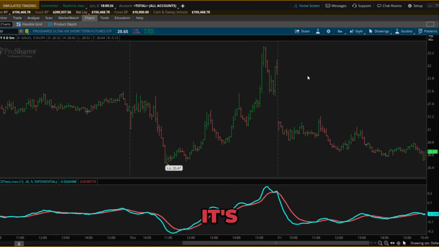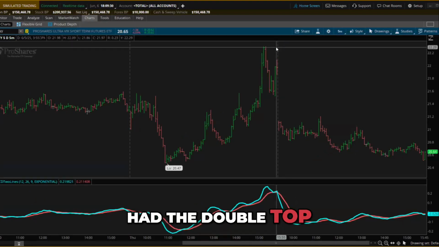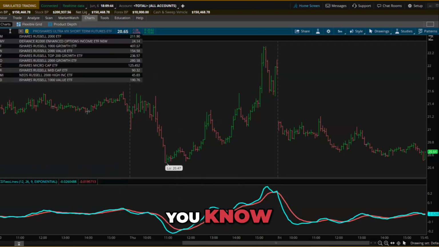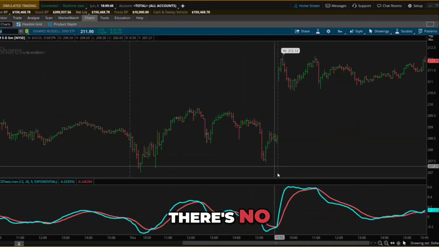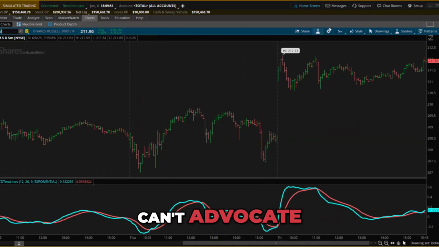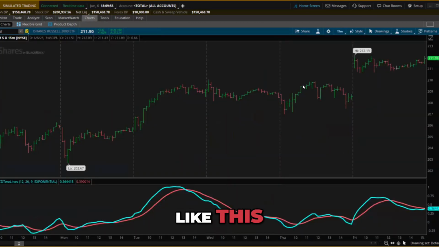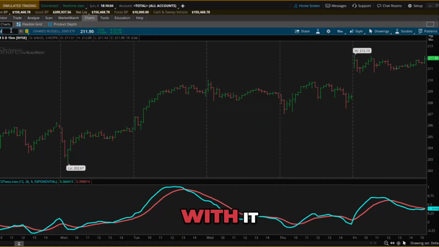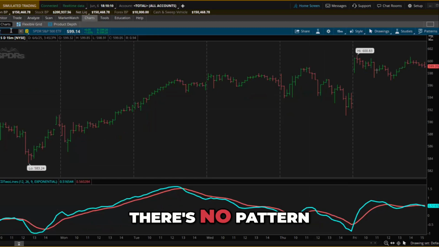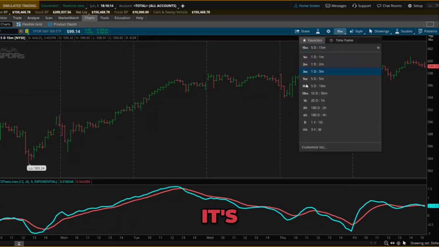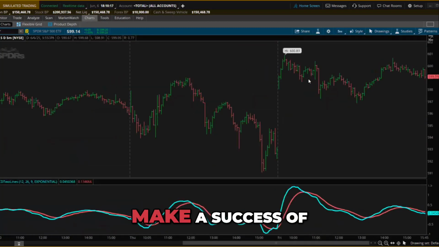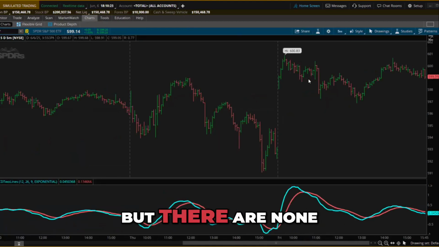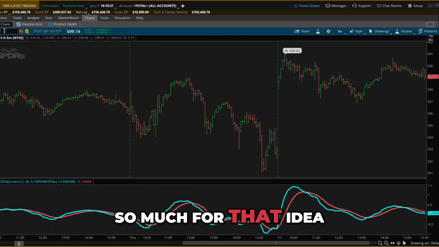Yeah, see, it's a little iffy, not at the double top. The 2-minute chart came down. Okay, that matches up with the IWM. There's no clear pattern. I can't advocate being involved in anything like this. It's a little sketchy, a little iffy. So what's going on with it? So SPY, there's no pattern. It's easy to make a success of these trades when there is a clear pattern, but there are none. So much for that idea.